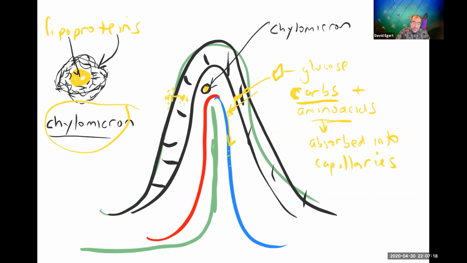So this is basically the fat assembled into this little thing. And now it's too big to go into a capillary. So you can't put it directly into a capillary. What happens is it can get into a lymphatic. So the chylomicron gets absorbed by the lacteal.